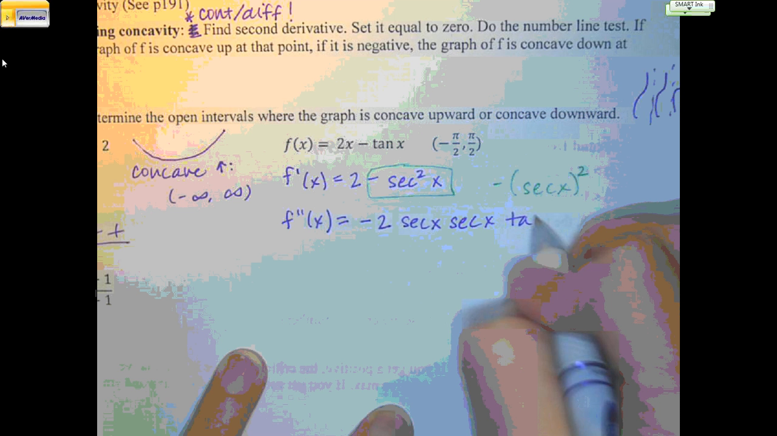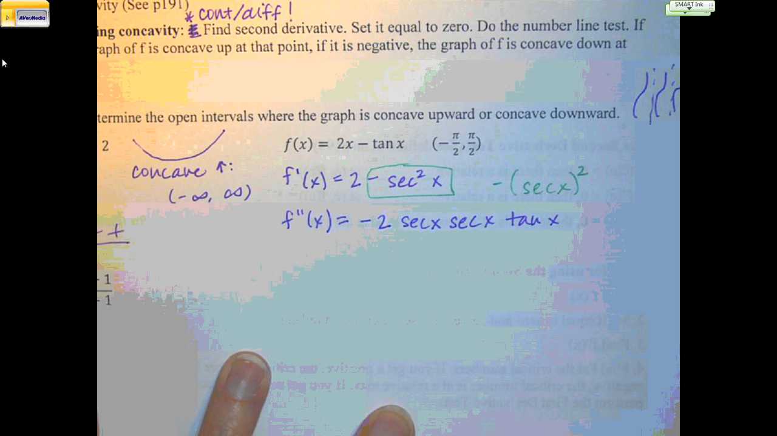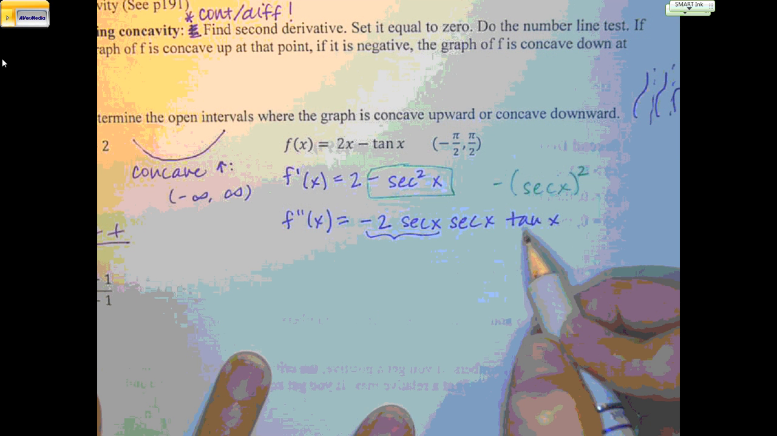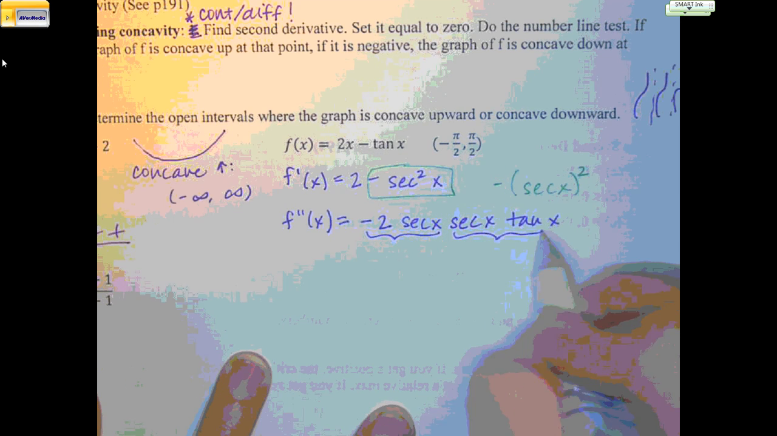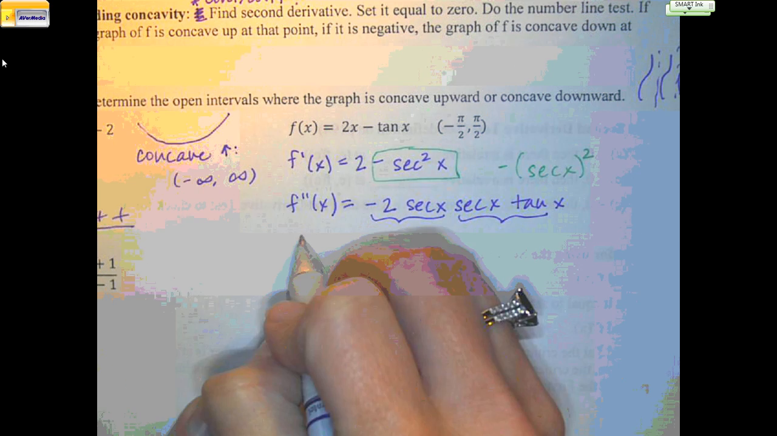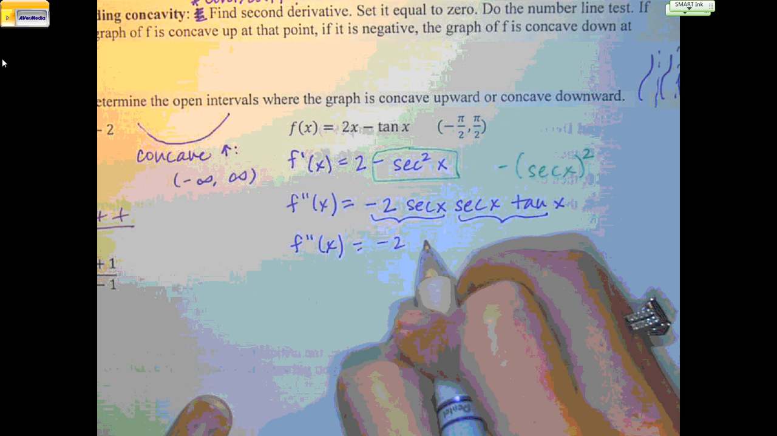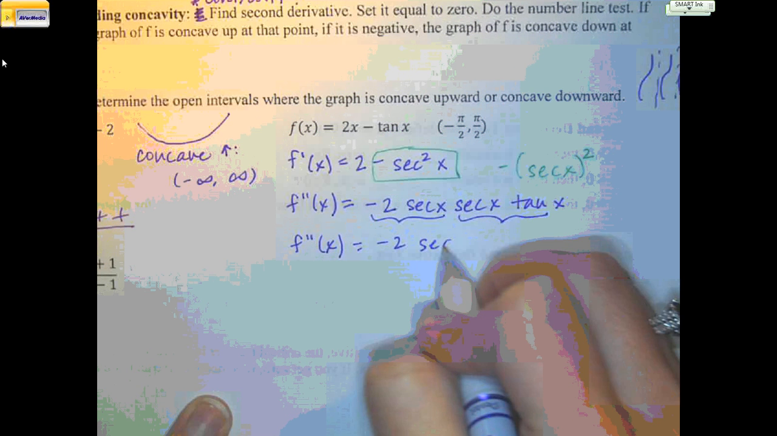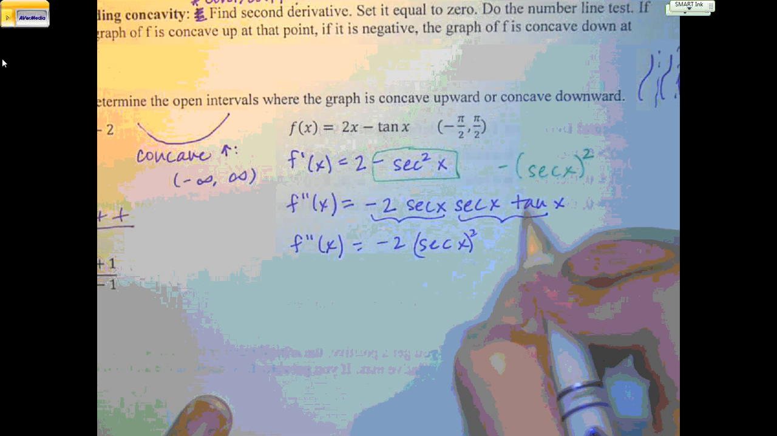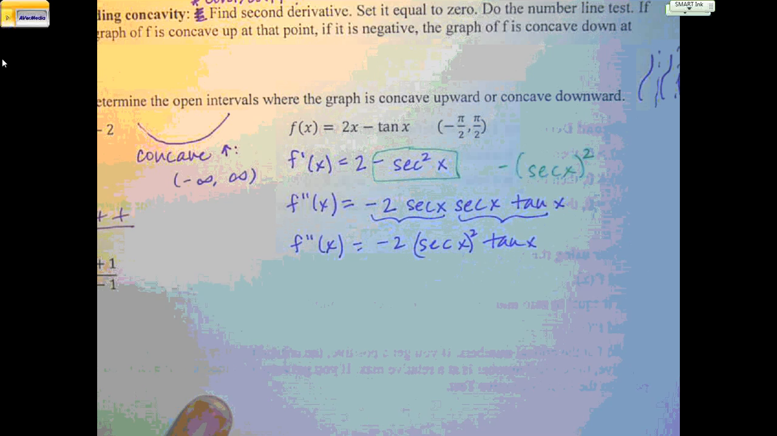Does everybody see what happened? We perform the chain. This was the derivative of the outer function. This is the derivative of the inner function. So now we can sort of shove it together so that we have -2 secant x, or secant squared x, quantity squared, whatever, tangent x.